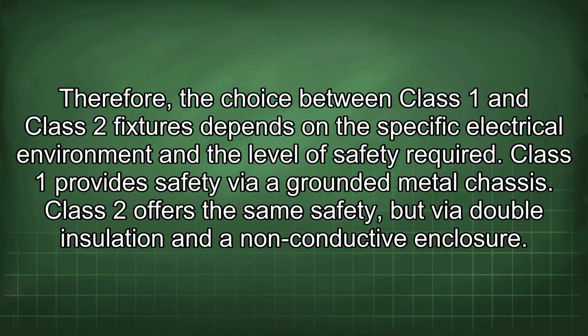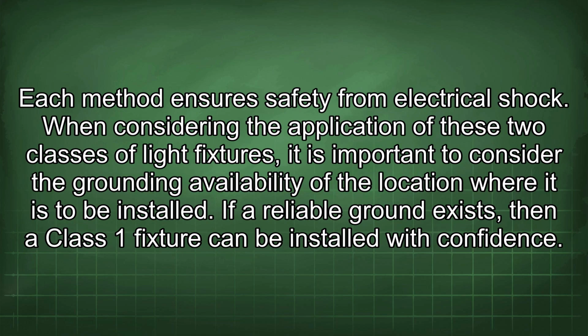Therefore, the choice between Class 1 and Class 2 fixtures depends on the specific electrical environment and the level of safety required. Class 1 provides safety via a grounded metal chassis. Class 2 offers the same safety, but via double insulation and a non-conductive enclosure. Each method ensures safety from electrical shock.